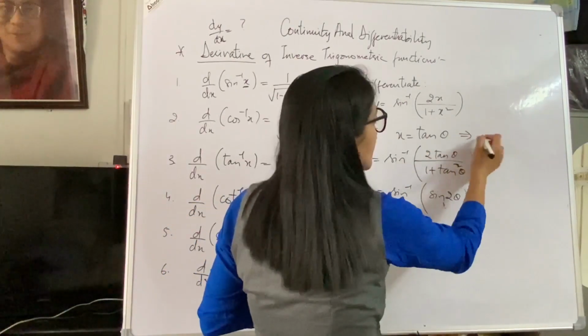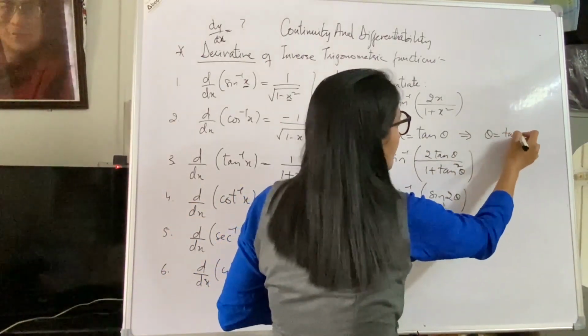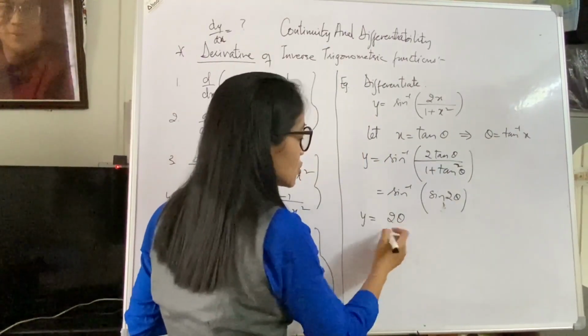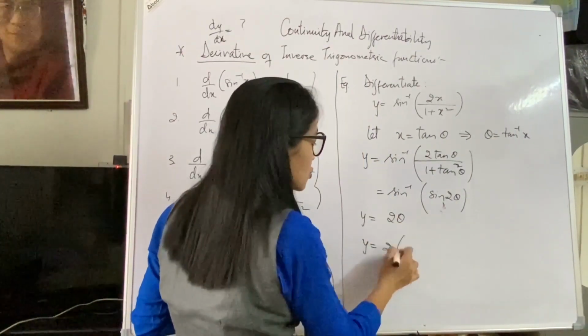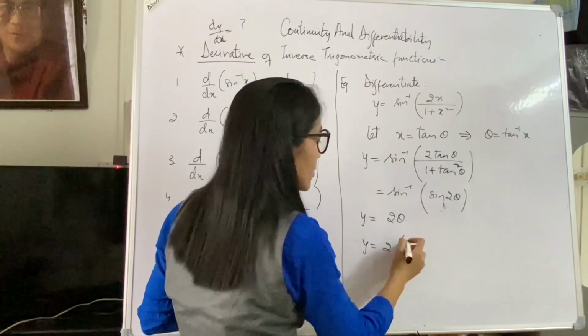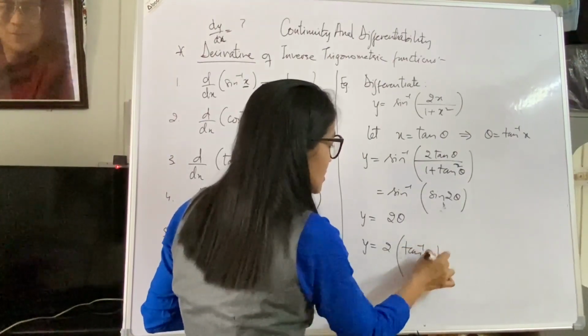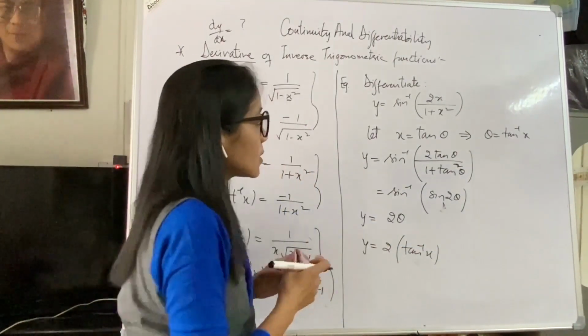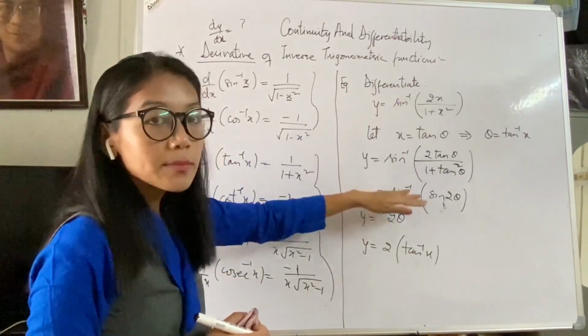Now what is my theta? Theta is tan inverse of x. So now I have y is equal to 2, and instead of theta I can write tan inverse of x. Till now I'm just simplifying my function.